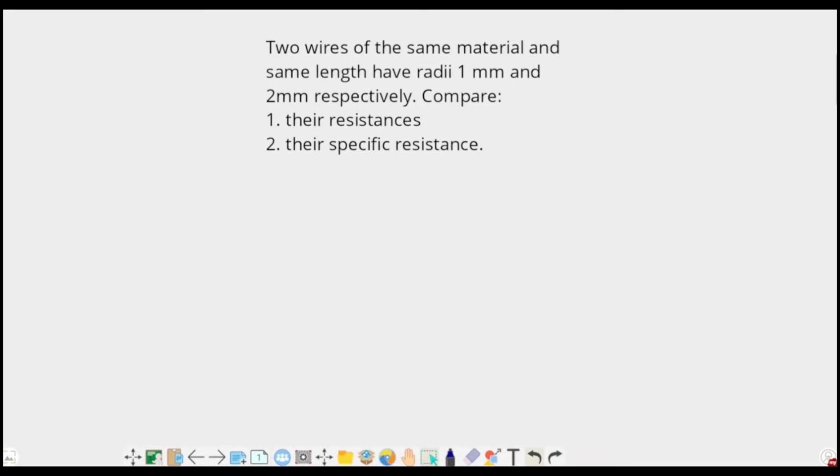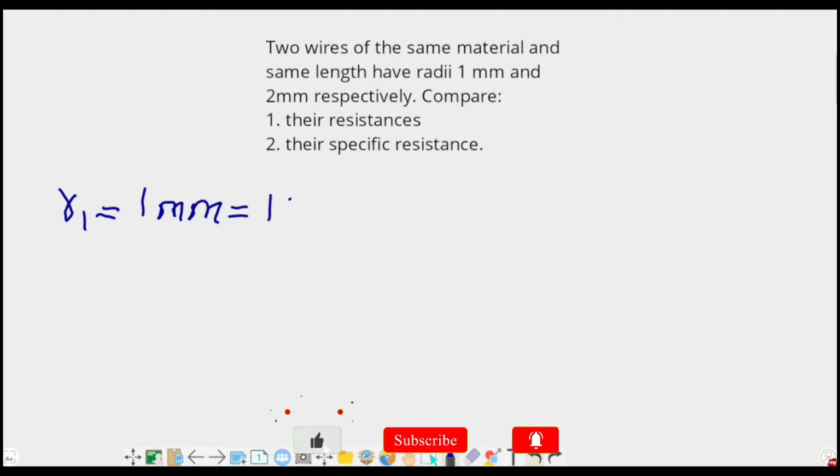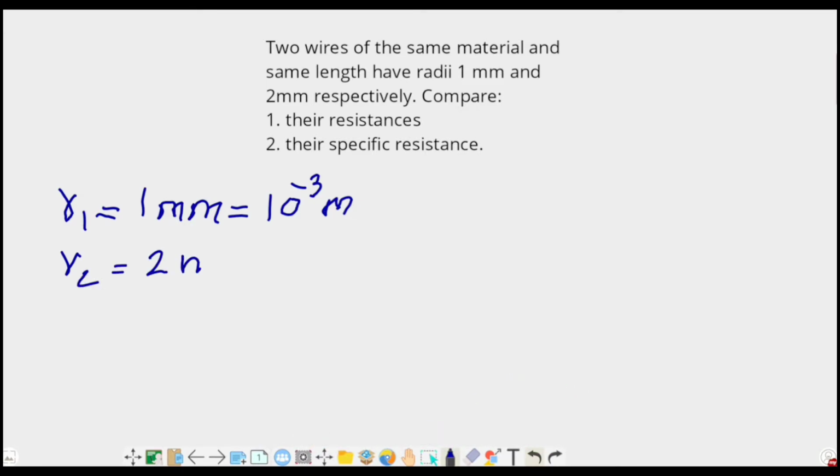Now students, one more sum. Two wires of the same material. Same material means their resistivity is the same. And the same length. Length is the same. They have radii 1 millimeter and 2 millimeter respectively. So the first radius is r1, 1 millimeter, so it will be 10 raised to minus 3 meter. The second radius is 2 millimeter, so 2 into 10 raised to minus 3 meter.